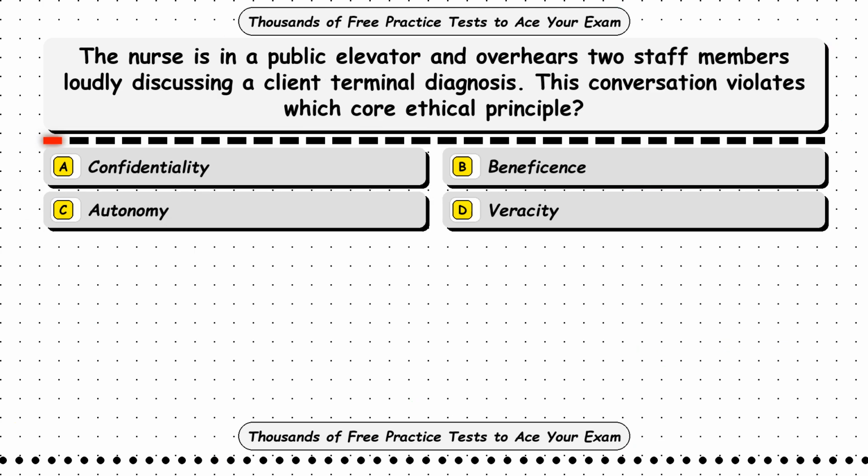Question 65. The nurse is in a public elevator and overhears 2 staff members loudly discussing a client terminal diagnosis. This conversation violates which core ethical principle? Option A. Confidentiality. Option B. Beneficence. Option C. Autonomy. Option D. Veracity.